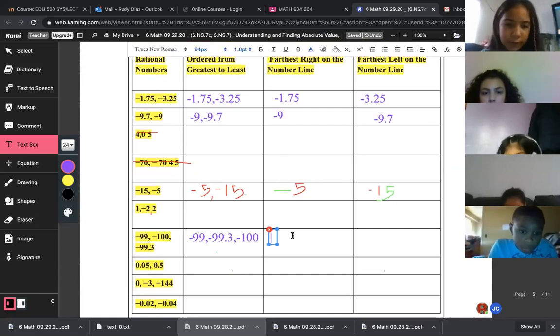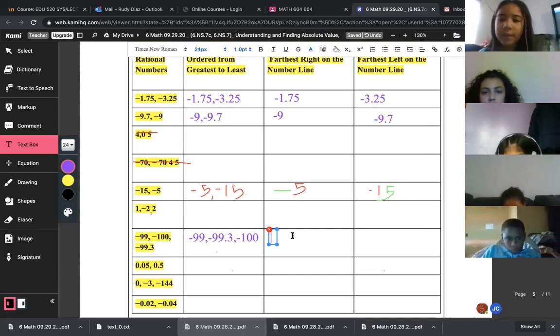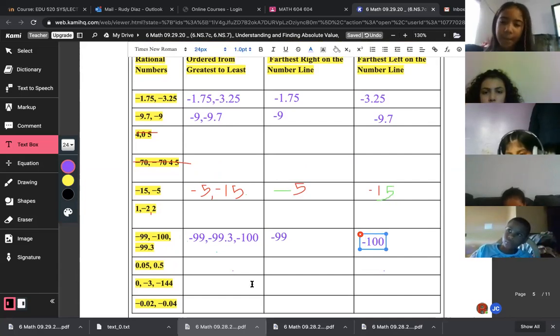The one farthest is negative 100. From farthest to the right. Remember, your negative line goes this way, right? Left. So the one that's closest to 0 is going to be what? Negative 99. There you go. And then the farthest from left, now you can say it. Negative what? Negative 100. Perfect. Yerlin, you're next. And this is the last one. Okay? Yerlin, you ready? Yeah.